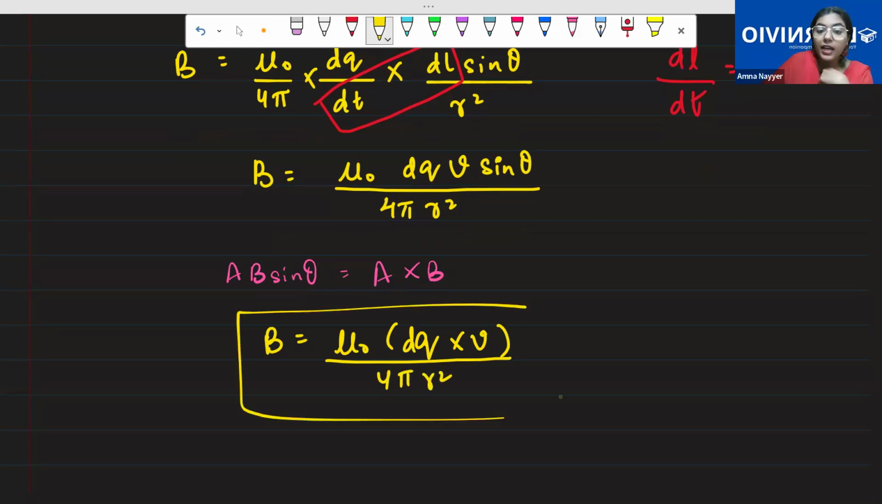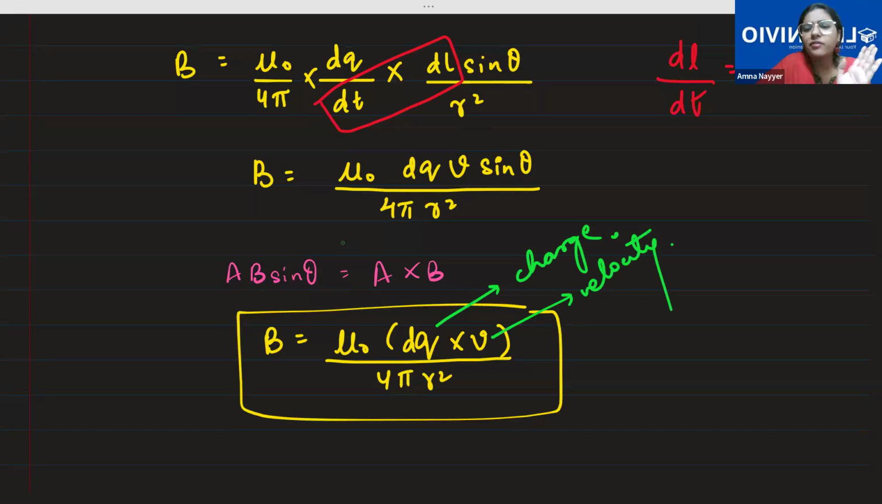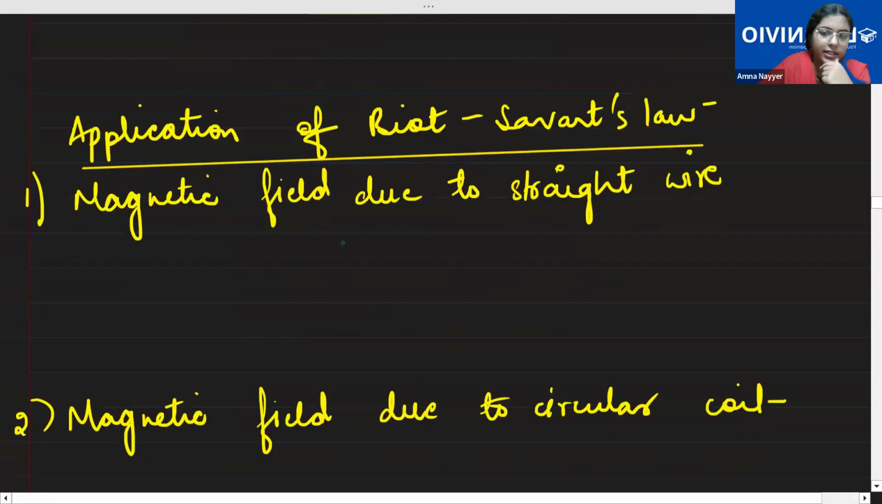So in case you don't have the charge and the length, if you don't have the current and the length, you can use the charge and the velocity. This is the charge, and this is the velocity, like this. This is not very important, but just in case it comes. One more thing I'll tell you.